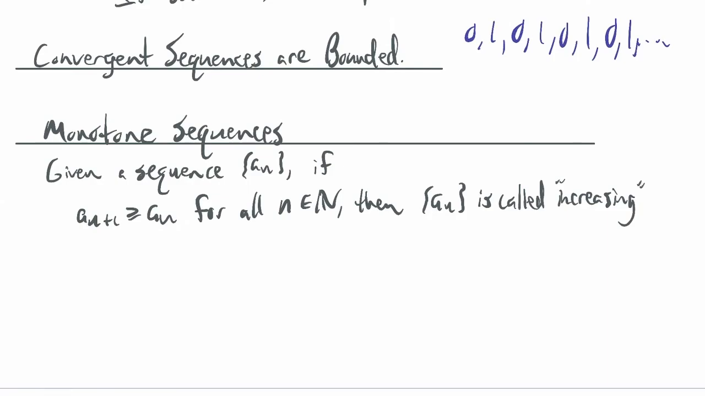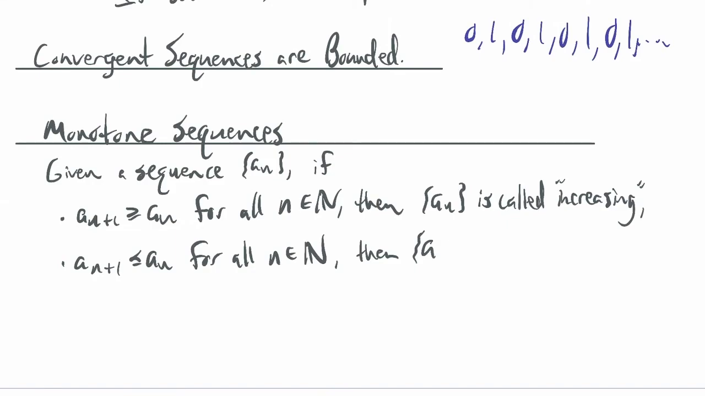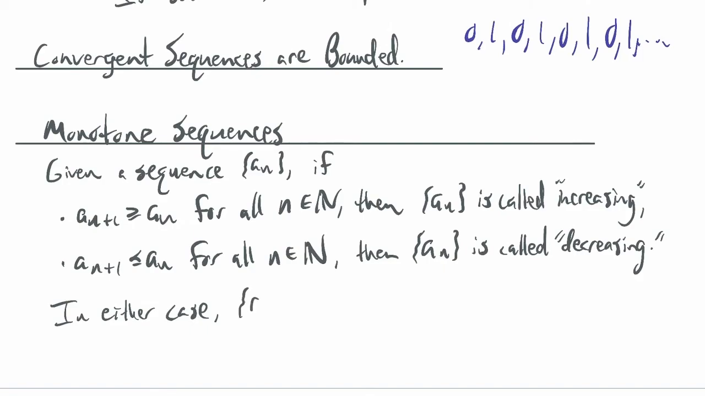You could say it's an increasing sequence, or just say it's increasing. And I guess that's a bullet point. If a sub n plus 1 is less than or equal to a sub n for all little n in the natural numbers, meaning for every term in the sequence, then a sub n is called decreasing, which maybe was not surprising. In either case, the sequence is called monotone because it's only increasing or only decreasing.